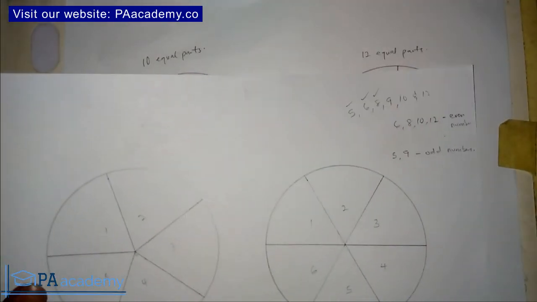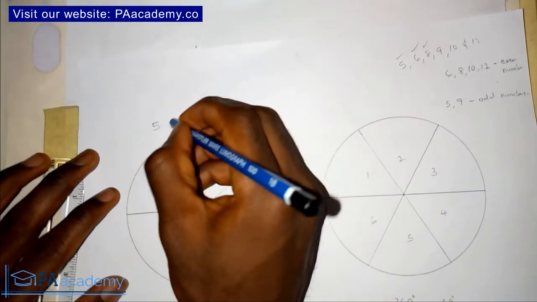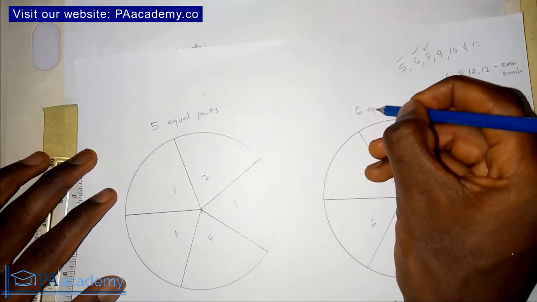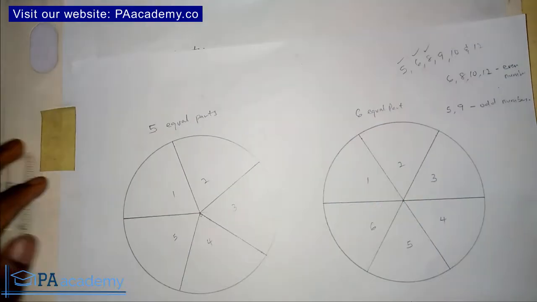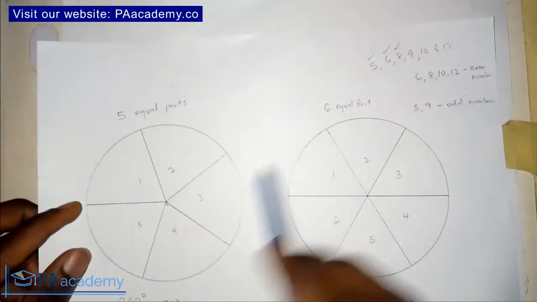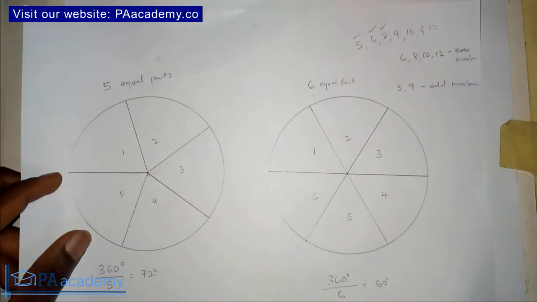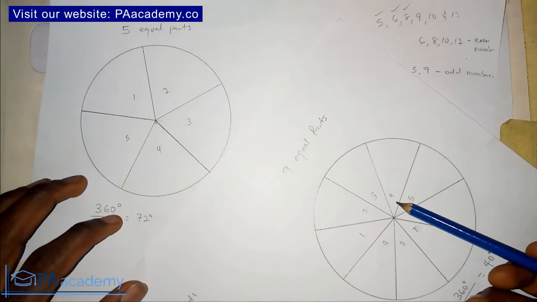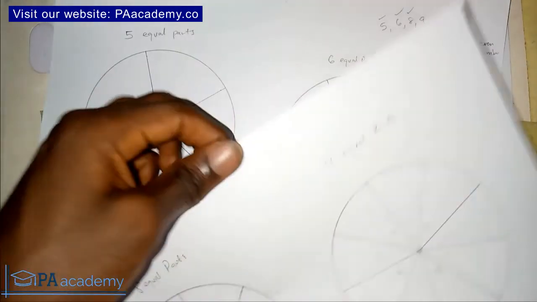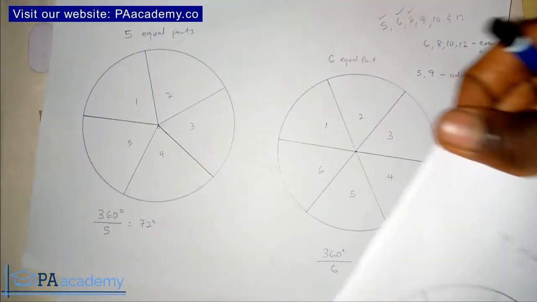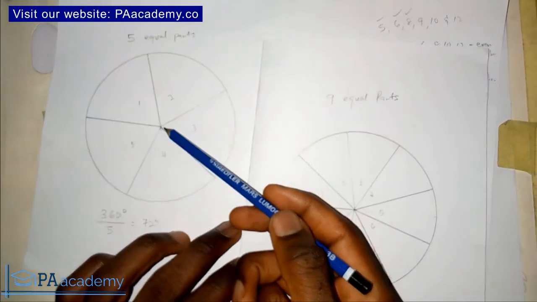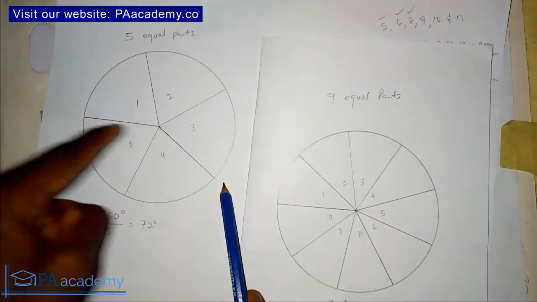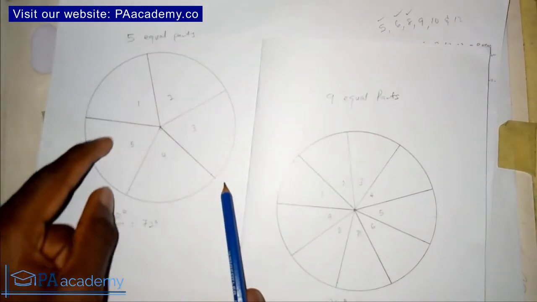So now if you look at the video again, this is 5 equal parts, and this is 6 equal parts. When we are dividing the circle into 5, and we are dividing this into 9, so let me fold it so that you can see it. When we are dividing into 5 equal parts and into 9 equal parts, you will notice that we didn't first of all divide it into 2 equal halves. So pay attention to that.